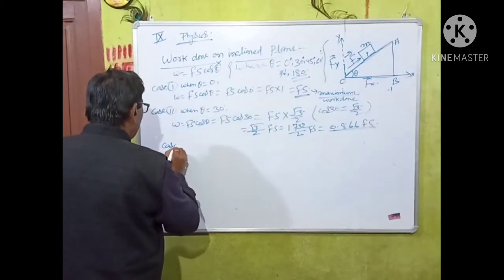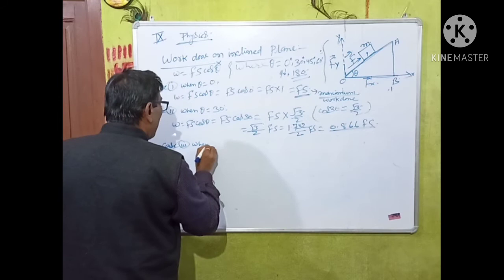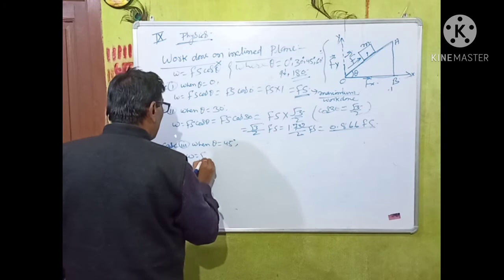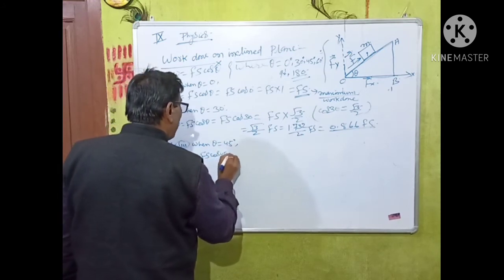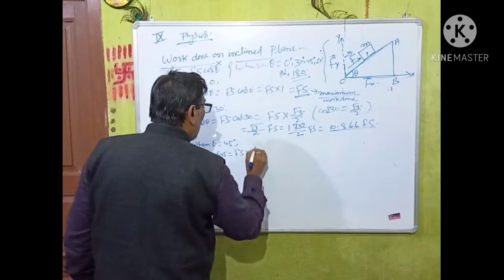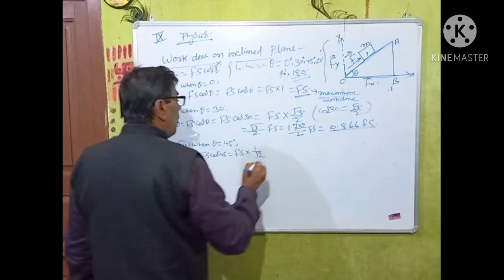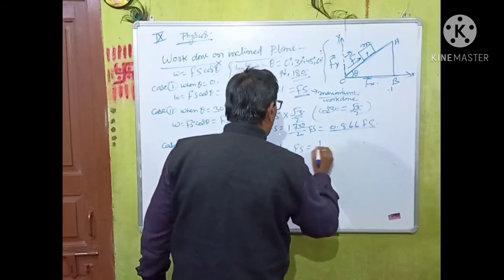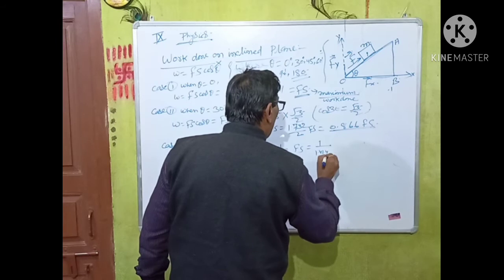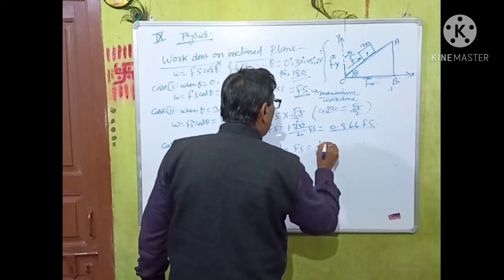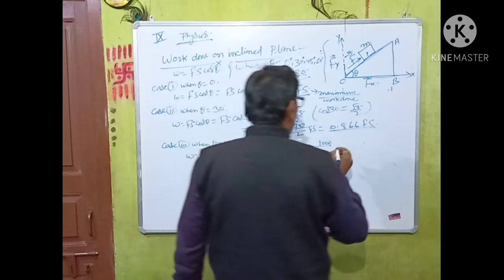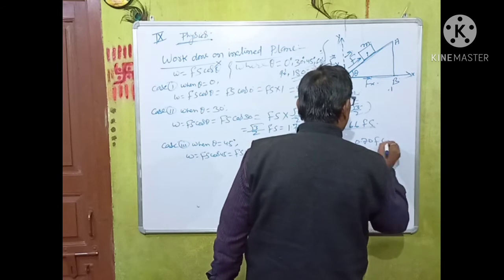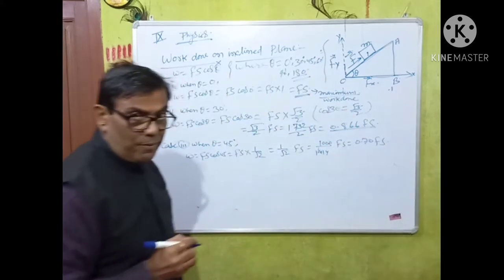Case third, when theta is equal to 45 degree, then W is equal to Fs cos 45 degree, which is Fs into 1 by root 2, equal to 1 by 1.414 Fs, which is 0.707 Fs. This work done is also positive.